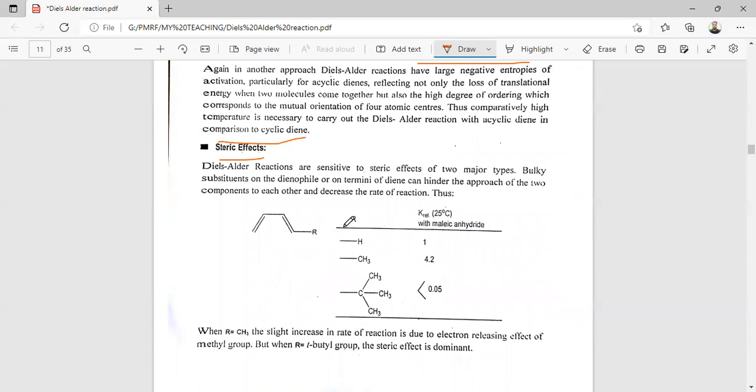So a bulky substituent on the dienophile or the terminal of the diene can hinder the approach of the two components to each other and decrease the rate of the reaction. So here, in this diene substituted with this electron-donating group, the steric bulk will increase the reaction rate with the maleic anhydride, but will decrease with increasing steric bulk.